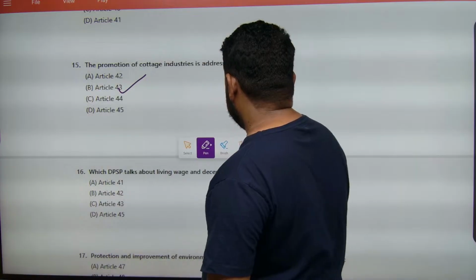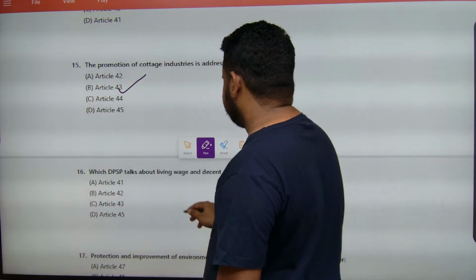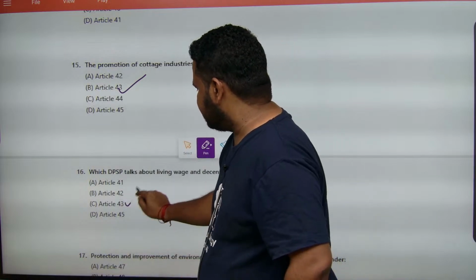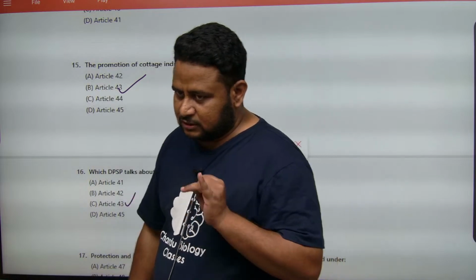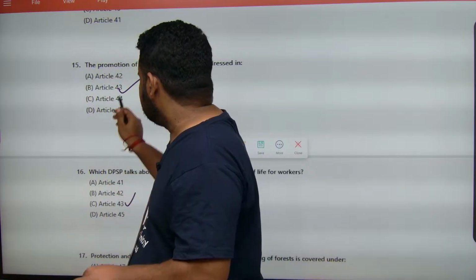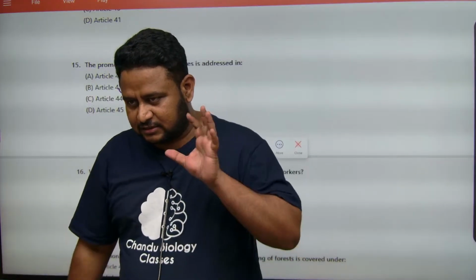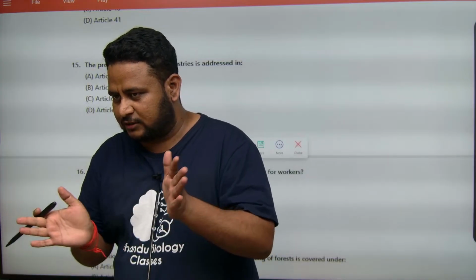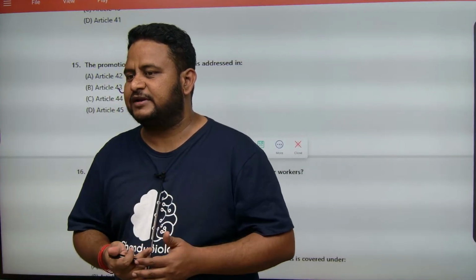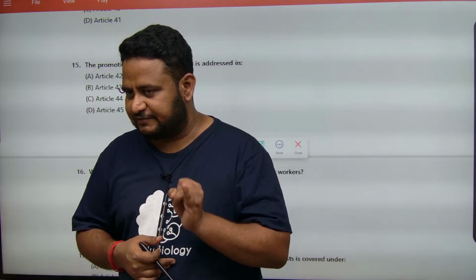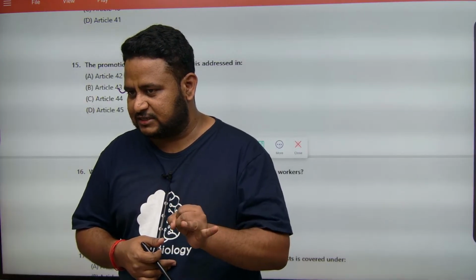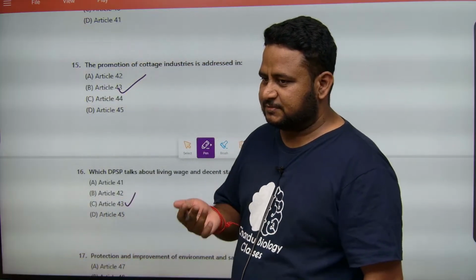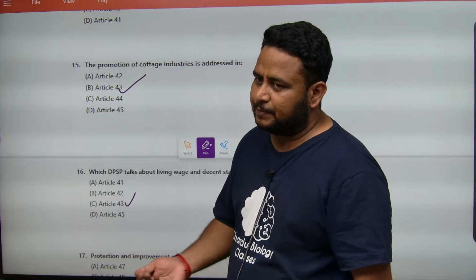Next, living wage and decent standard of living for workers. Living wage is spoken by which article? Living wage is also spoken by 43 itself. So living wage, decent standard of living, and also cottage industries. The same article is talking about many things. That's why I told you each of the articles is very broad. That's why implementing becomes very difficult. And 43A is management of industries. 43B is cooperative societies.